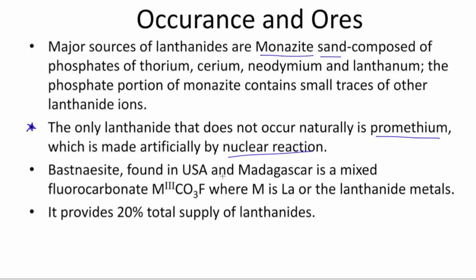Bastnasite, which is found in the USA and Madagascar, is a mixed fluorocarbonate in which the metal is in the +3 oxidation state, MCO3F, where M is lanthanum or a lanthanide metal. Remember, we are not talking about lanthanoid, it's lanthanide over here, which means we are excluding lanthanum. Here it should be Ln, that's a misprint, so you can just write down Ln over here. It provides 20% of the total supply of the lanthanides. So this ore, bastnasite, is also one of the biggest ores for lanthanides. Okay, this is about the basics of it.